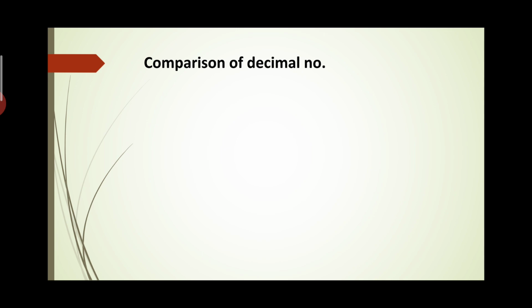Now moving on to the next topic, that is comparison of decimal numbers. If you are given any whole numbers like 2 and 3, you can easily compare 2 and 3. You can say that 3 is greater than 2 because it is a whole number. But in the case of decimal numbers, how will you compare? Let us take the first example. You have the numbers 2.8 and 3.7. Both these numbers are decimal numbers, as you can see. So how will you compare decimal numbers?